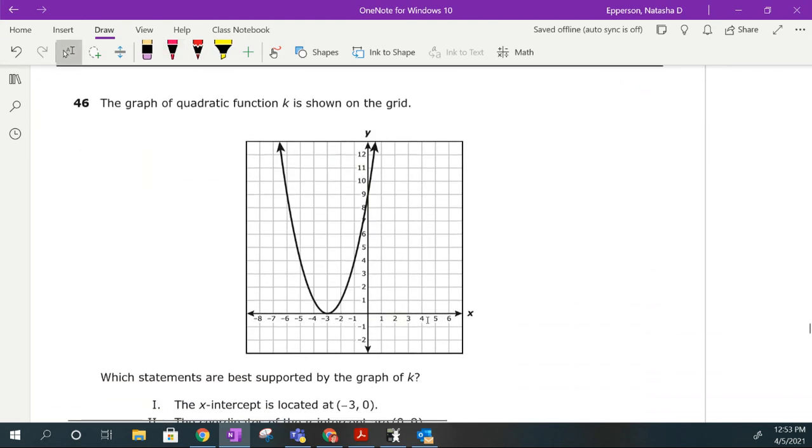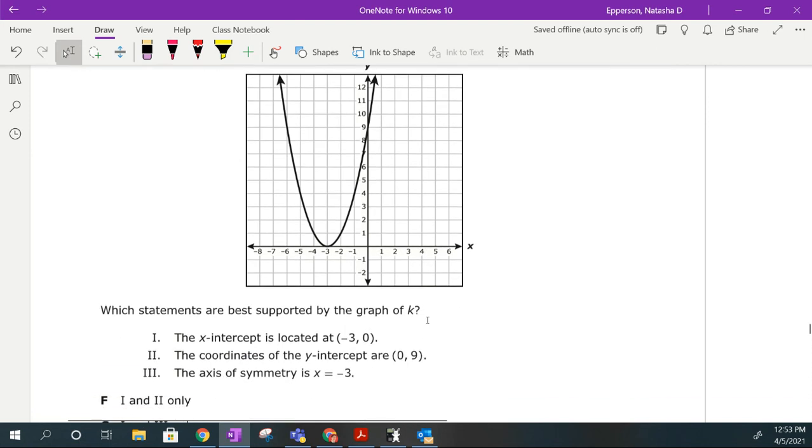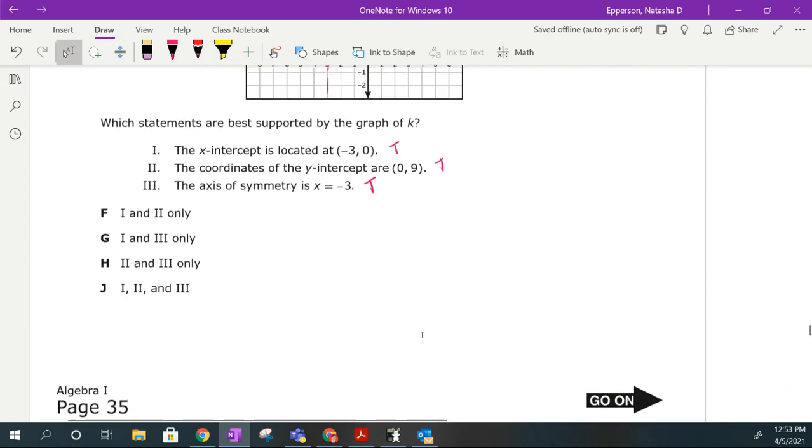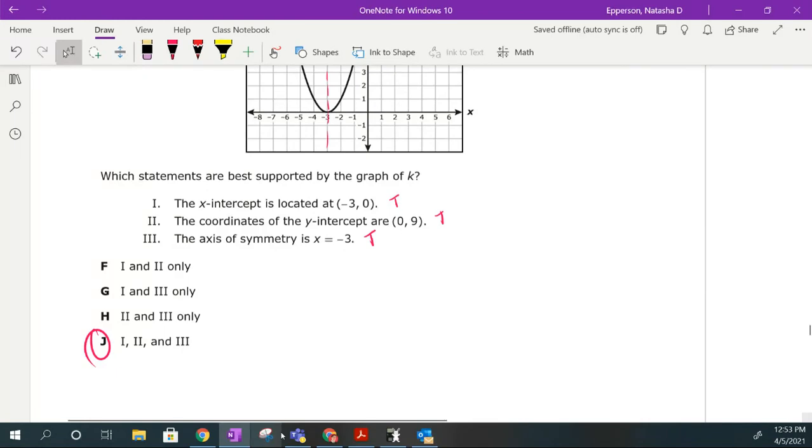46, we have the graph of the quadratic function. Which of the statements represent this? So we have the x-intercept located at (-3, 0). This is true. The coordinates of the y-intercept are (0, 9). This is also true. The axis of symmetry is at -3. This is also true. Your axis of symmetry goes through the vertex. So 1, 2, and 3 are all true.